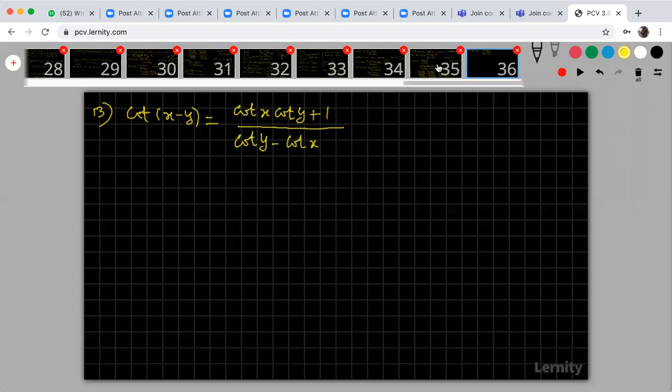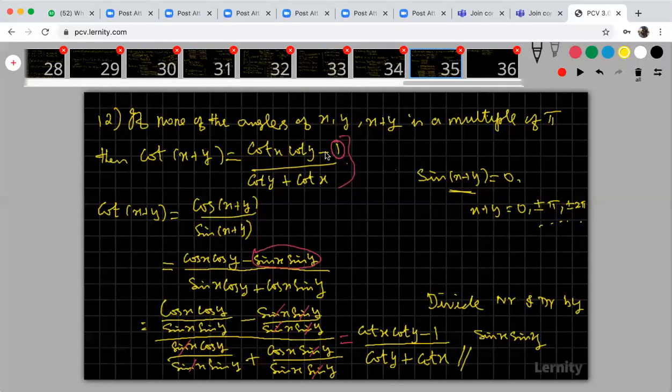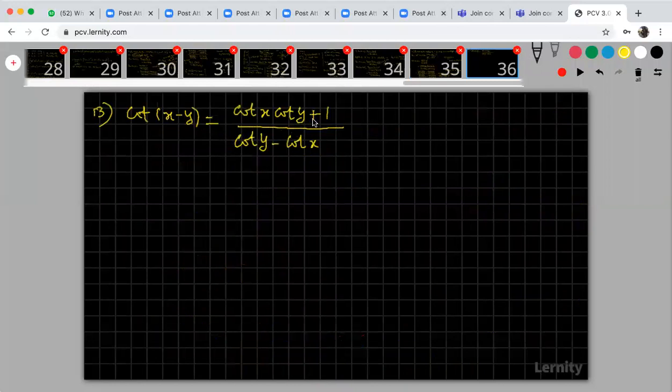Okay, look at that. Here we have plus, here we have minus. But in the next identity, here we have plus and here we have minus. That means just replace y by minus y in identity 12. Replace it, and see what you are getting.